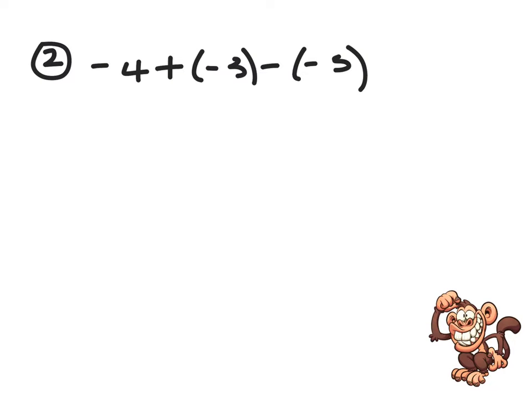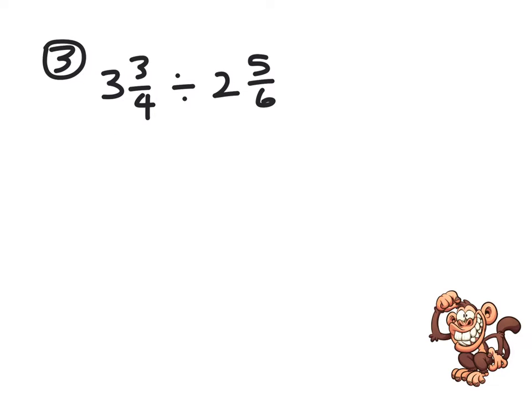Second question are positive and negative numbers. Well, we start with 4 negatives, then we have to add 3 negatives, and then we're taking away 5 negatives. So what are we left with?